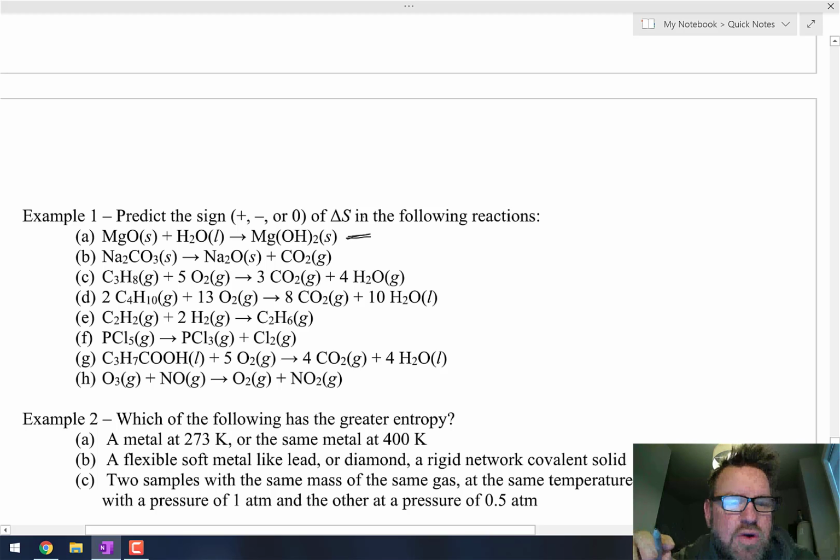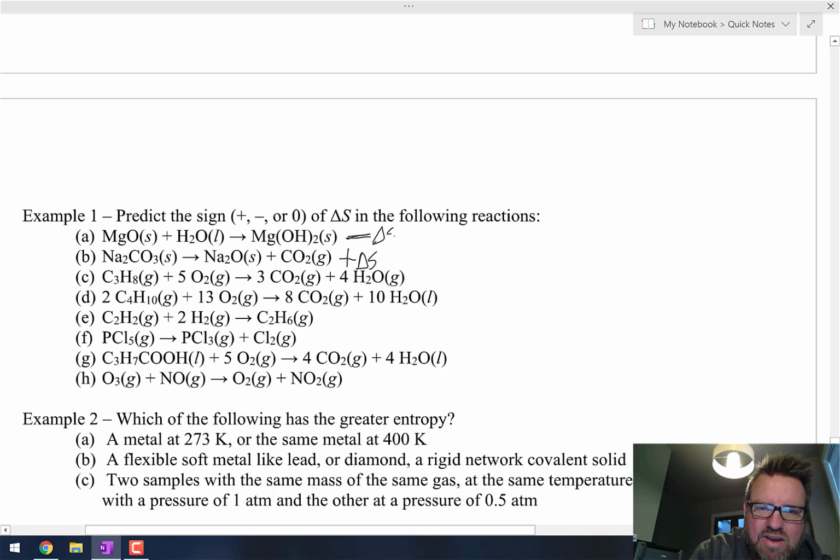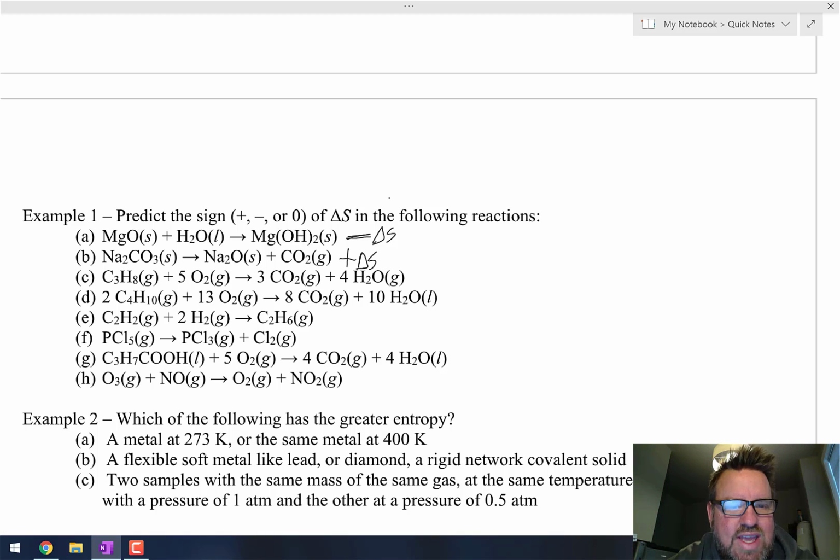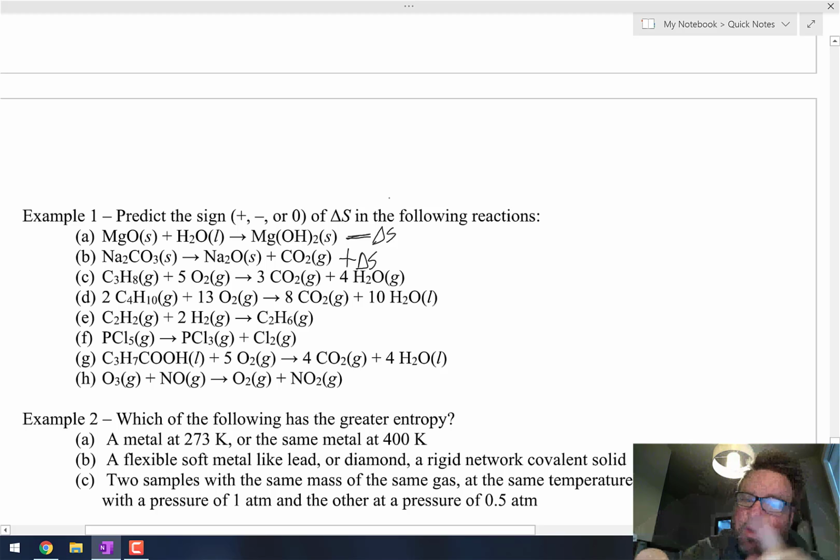In letter B, you're going from a solid to a solid and a gas. Anytime you go from a solid or a liquid to at least one or more gases, that's always going to be a large increase in the entropy, so that would be a positive delta S. This is a negative delta S. Letter C, notice they're all gases, so now really what we're doing is we're just counting the number of gas particles. There are 6 gas particles on the left, and there are 7 on the right. So more particles means more disorder. That's a positive delta S.